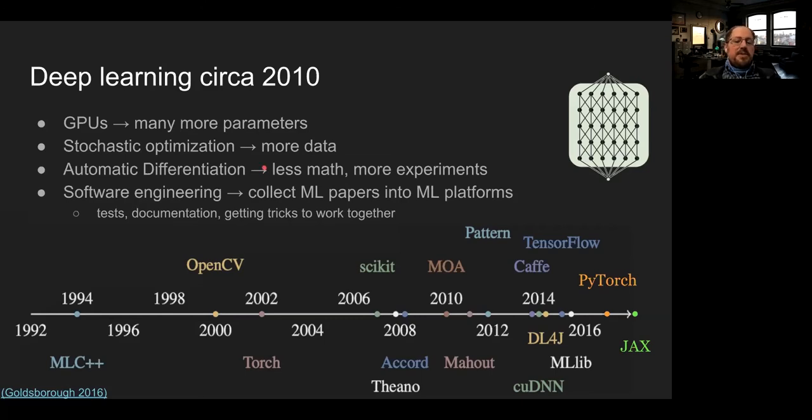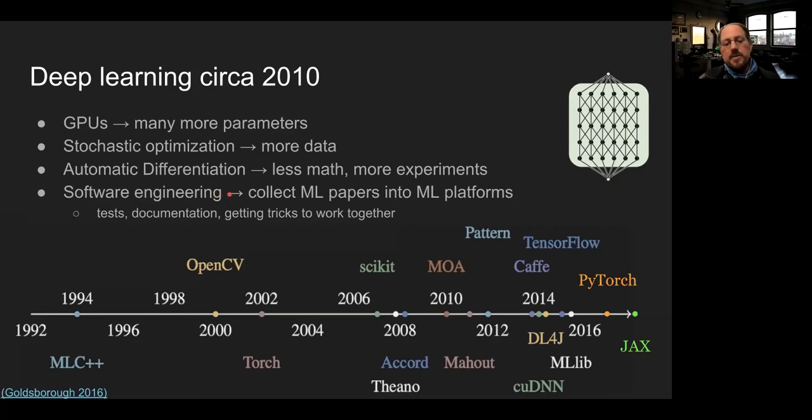Because researchers didn't need to focus as much on math, they could perform more experiments and iterate on better models, and it really accelerated the rate of new architecture development in deep learning. And finally, it shouldn't be neglected to say that software engineering really played a big role in the rise of deep learning.